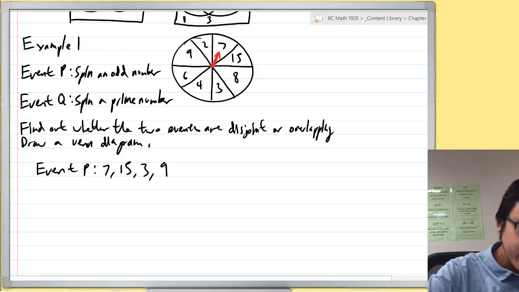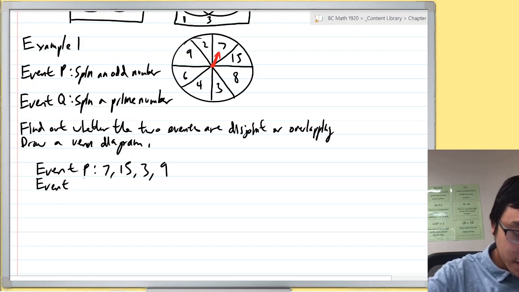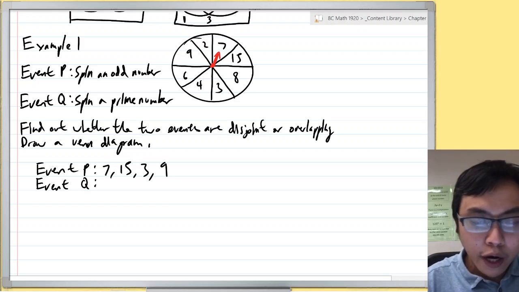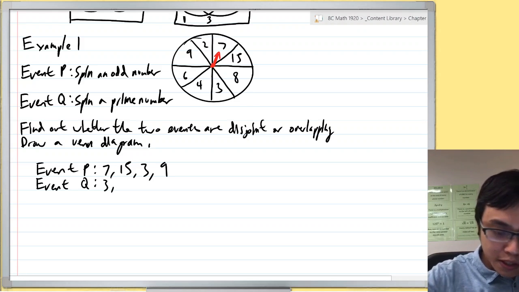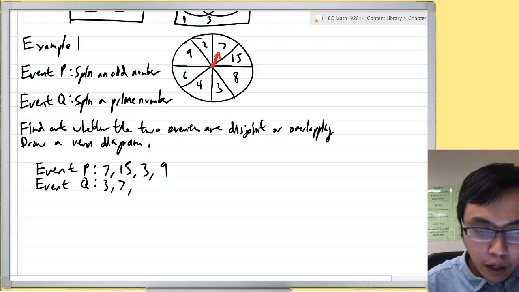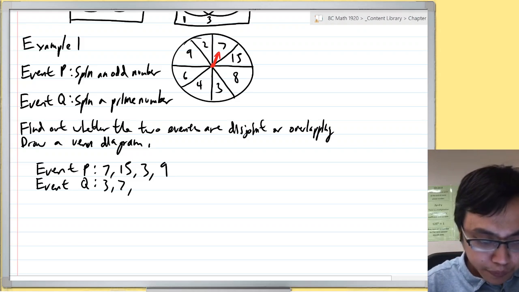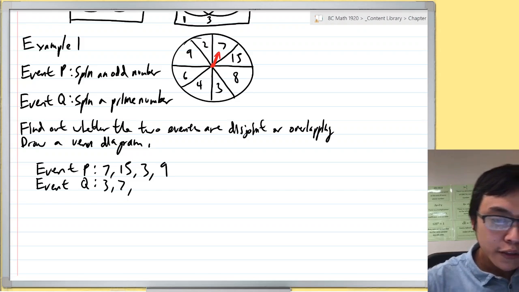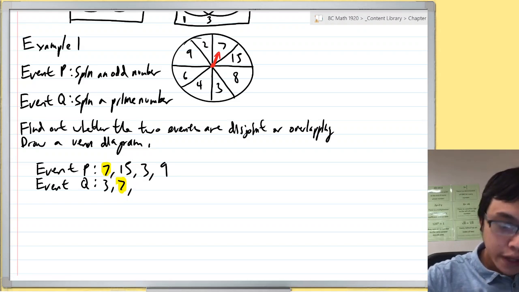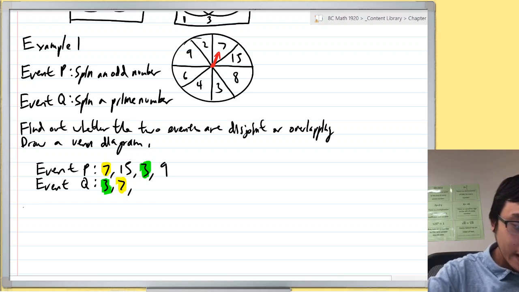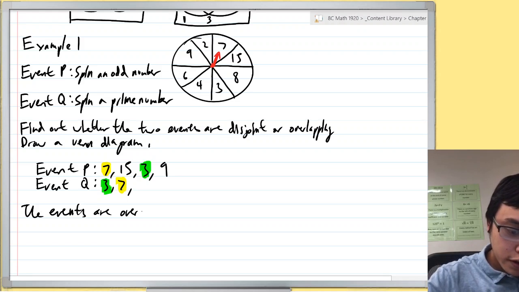And then in terms of event Q, these are all the prime numbers. What are all the prime numbers? 3 is a prime number, 7 is a prime number over there, and I think that is it. And so we can see that within these two events, we have 7 that is overlapping and also 3 over here that is overlapping. So in the end, we can conclude that the events are overlapping.